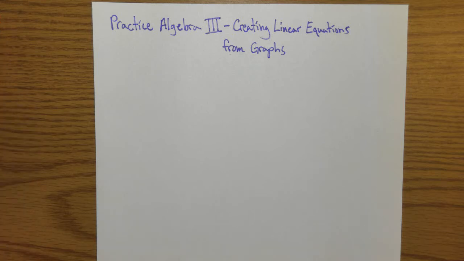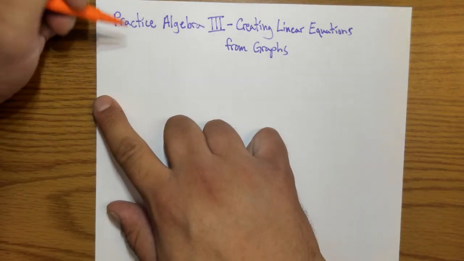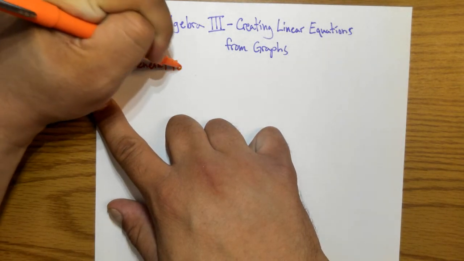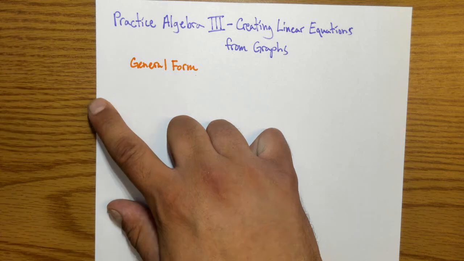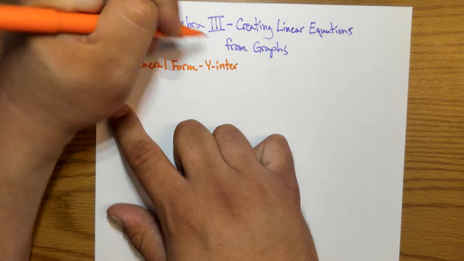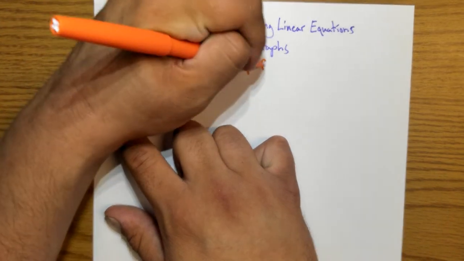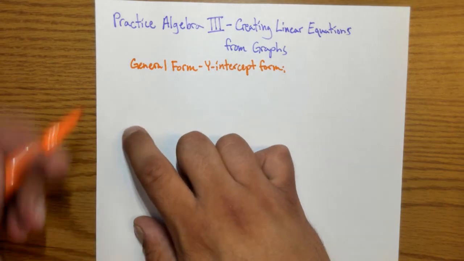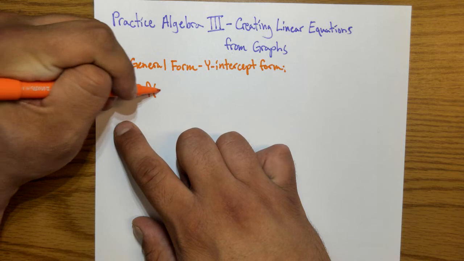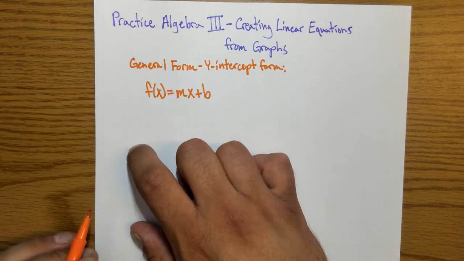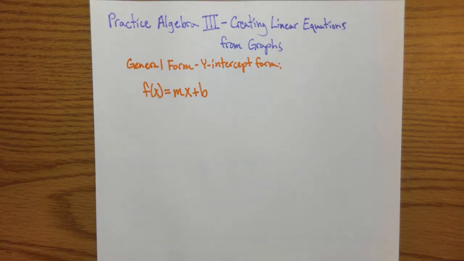Let's first recall what the general form of a linear equation is. There are a few different ways we can write it, but one of the ways, and what we're going to cover today, is y-intercept form. And if you remember, it is f of x equals mx plus b.